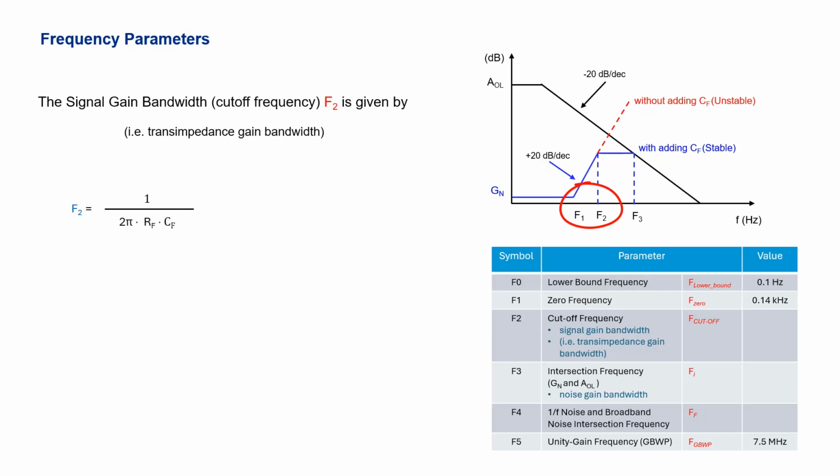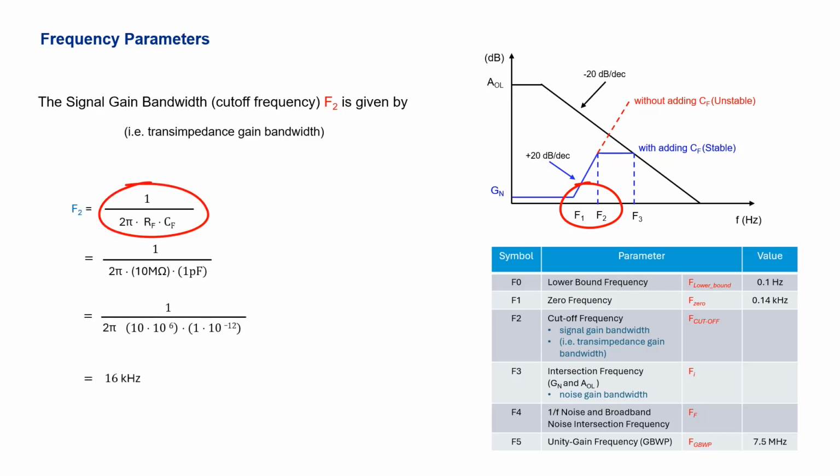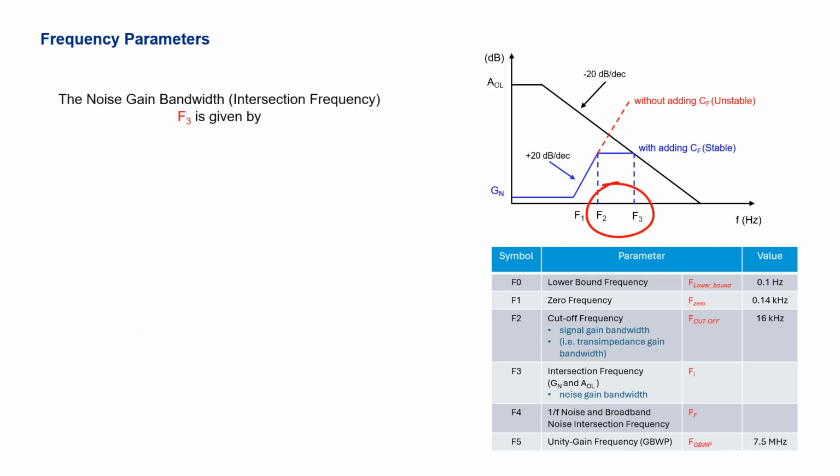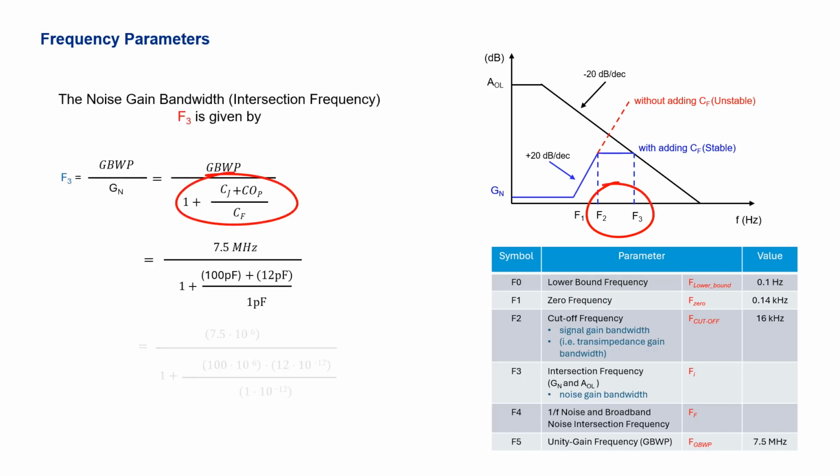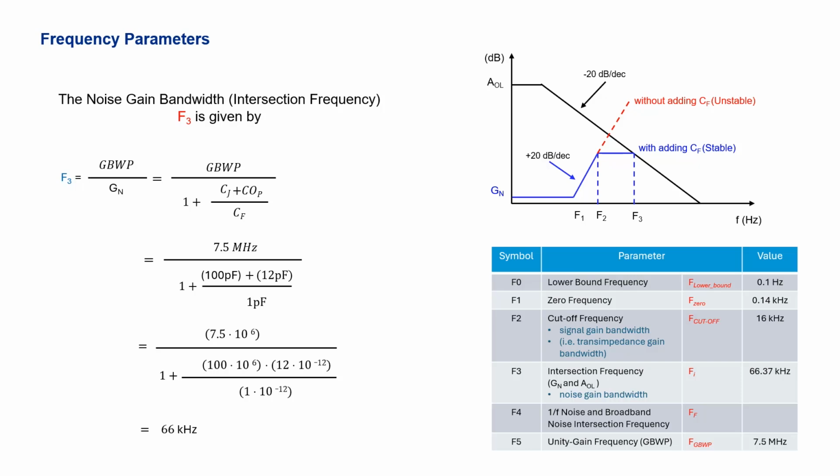The pole of the noise gain is located in F2, which is equal to 1 over 2 pi times the feedback resistor times the feedback capacitor. This is also the signal gain bandwidth. When F is between F2 and F3, the noise gain is equal to 1 plus the junction capacitance plus the operational amplifier input capacitance over the feedback capacitor. The crossover frequency of the open loop and the signal gain is located in F3, shown in the equation below.